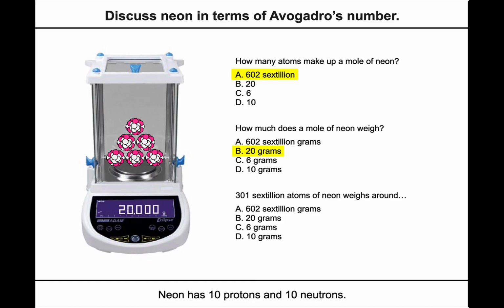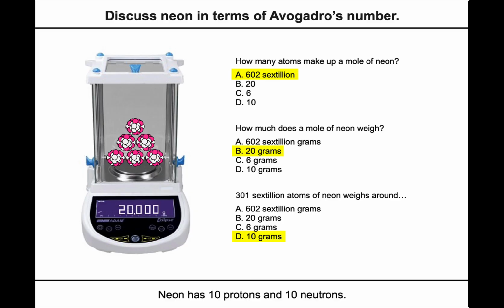But here's a trickier question. 301 sextillion atoms of neon weighs how much? Why did I do 301? That's not a random number, right? 301 is exactly half of 602. 301 sextillion atoms should be half a mole. If a mole of neon weighs 20 grams, how much does half a mole weigh?